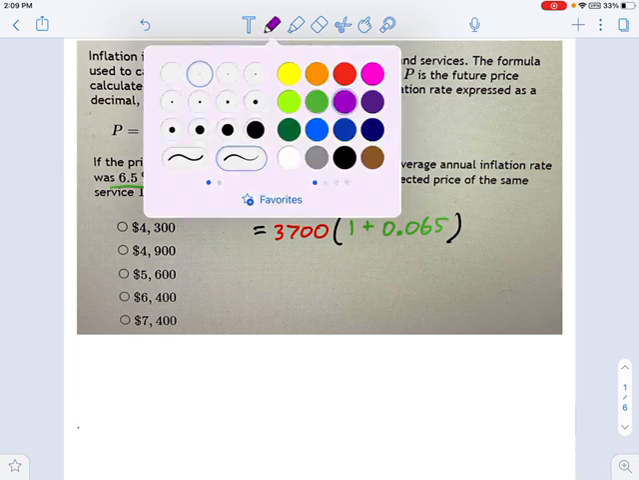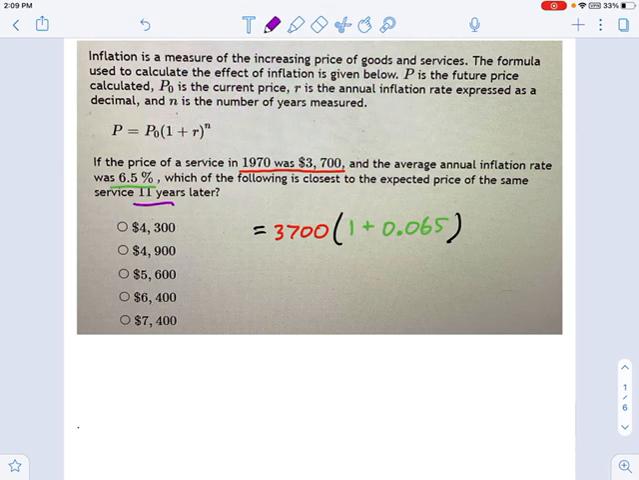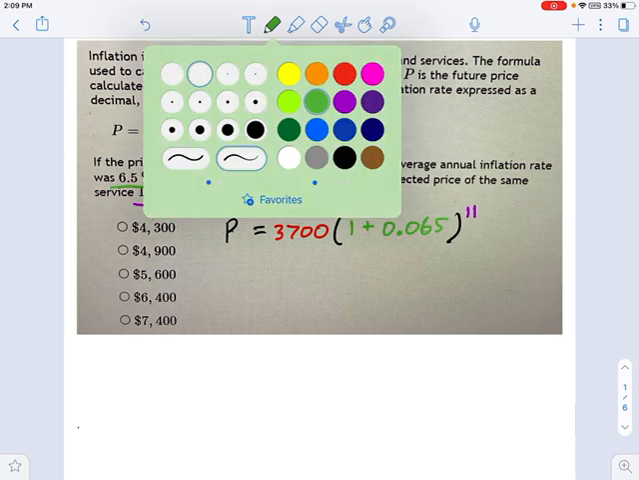And how many years later am I looking? It's going to be 11 years. So there's my formula with all the numbers plugged in. Now I can figure out what the price is expected to be after 11 years at what looks like a pretty sizable inflation rate. So you plug this in, and I would do this in steps.